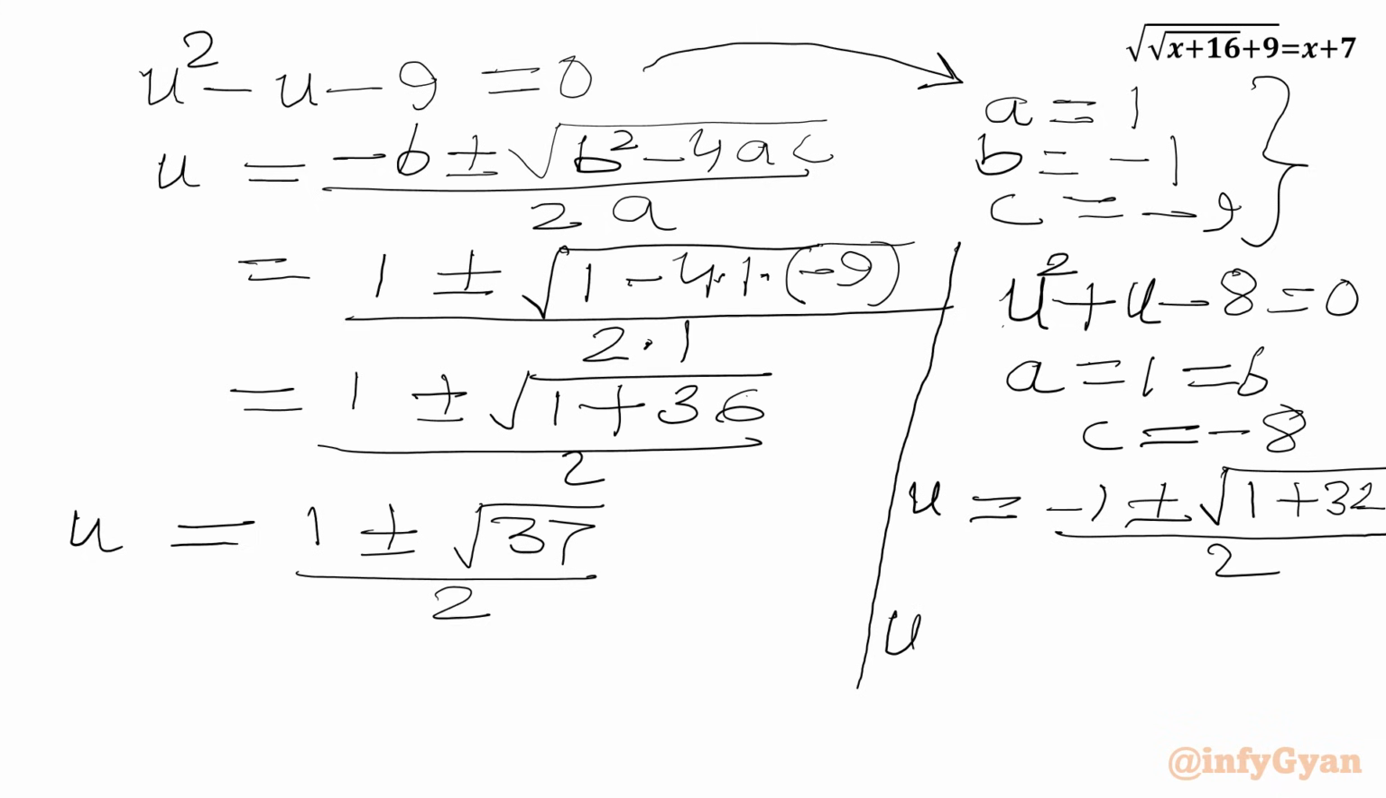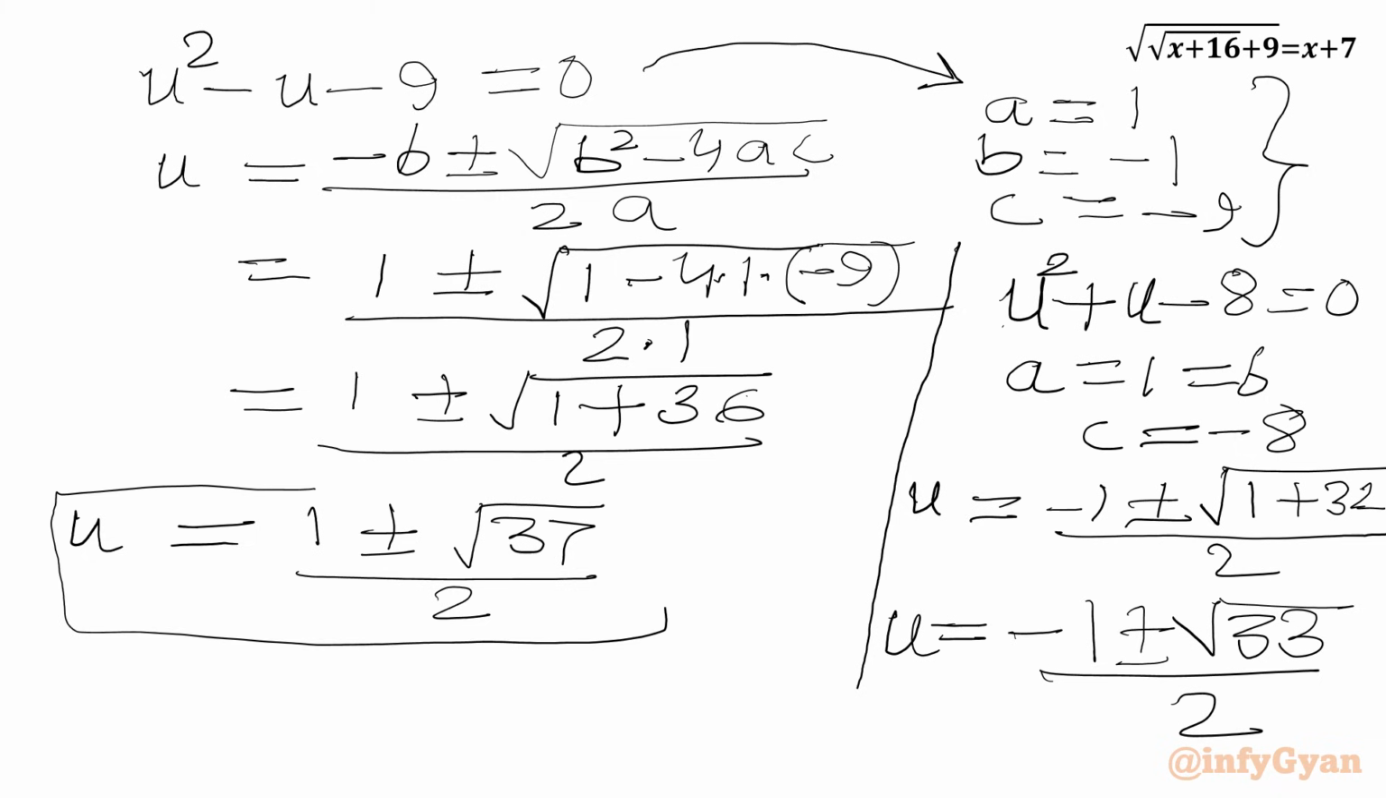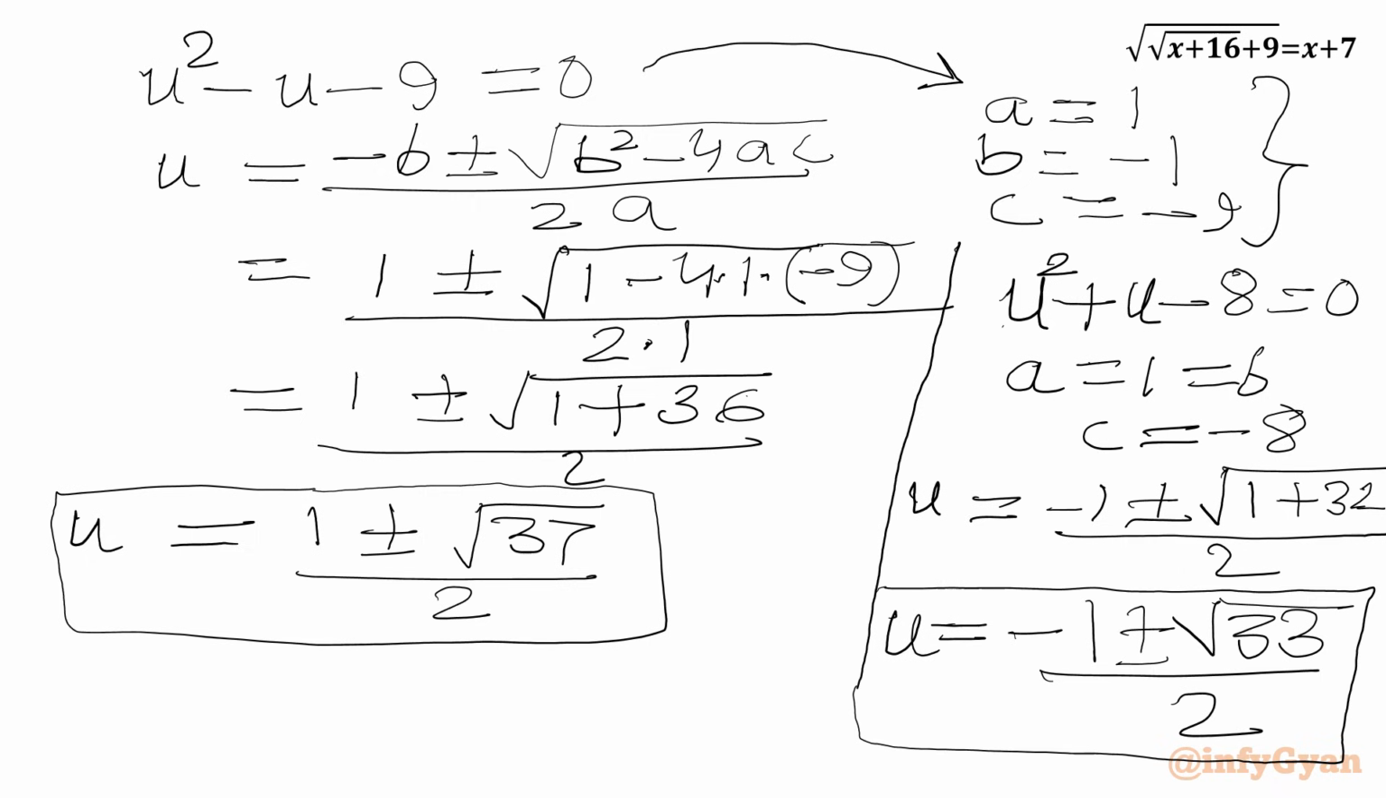So from this quadratic equation, we are getting another two real roots, minus 1 plus minus square root of 33 over 2. So we have four real roots. Now we have to check which solutions or which u values we are going to accept and which solutions we will be rejecting. So if I will write our equation, this equation was u plus 7.